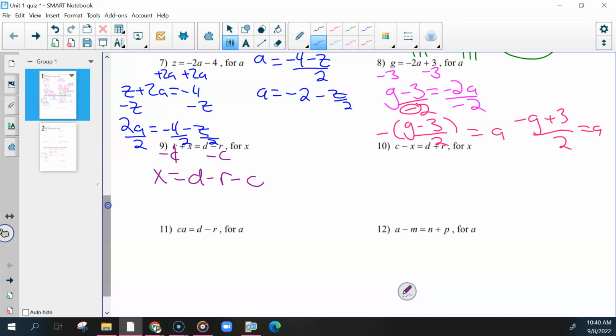That is our answer. You could rearrange it so it's in alphabetic order if you want. That's not a necessity. So either or. Questions on that one?